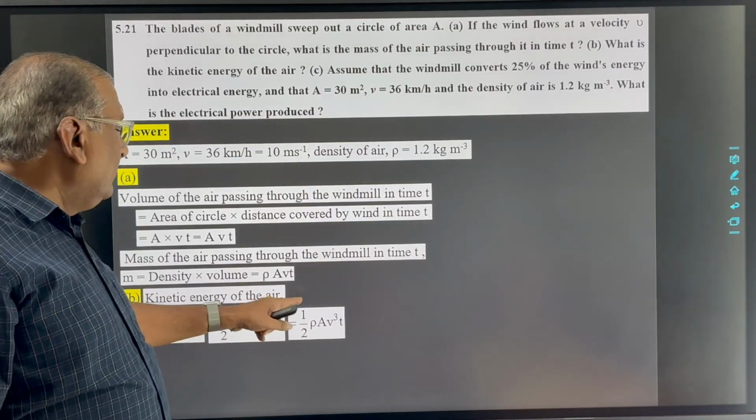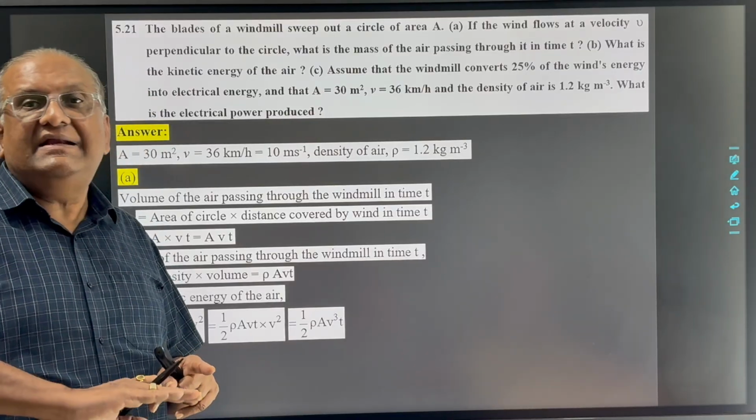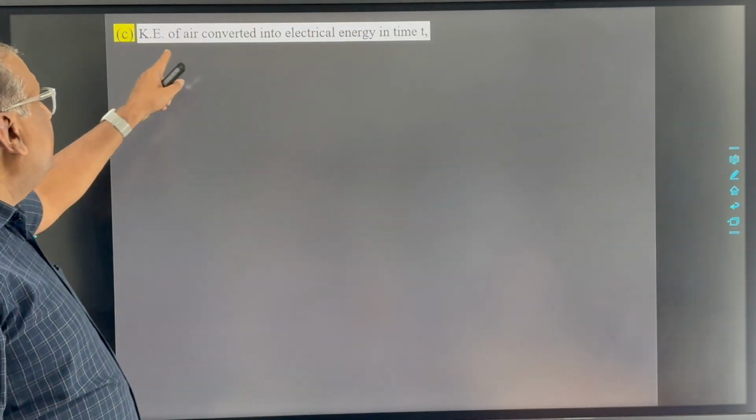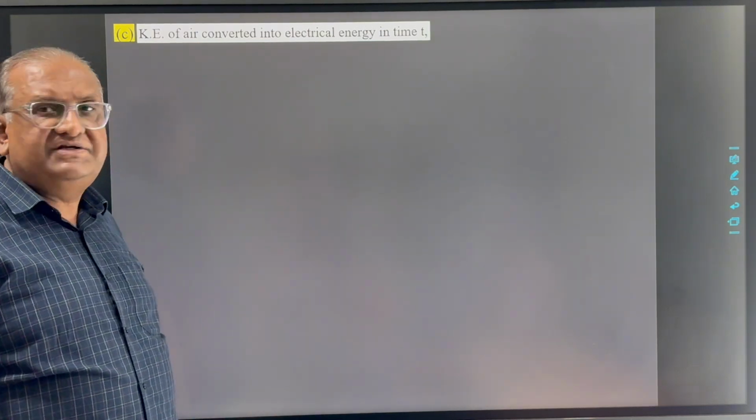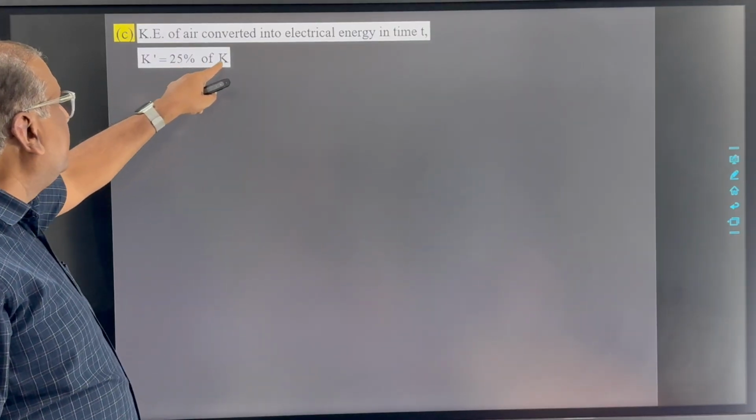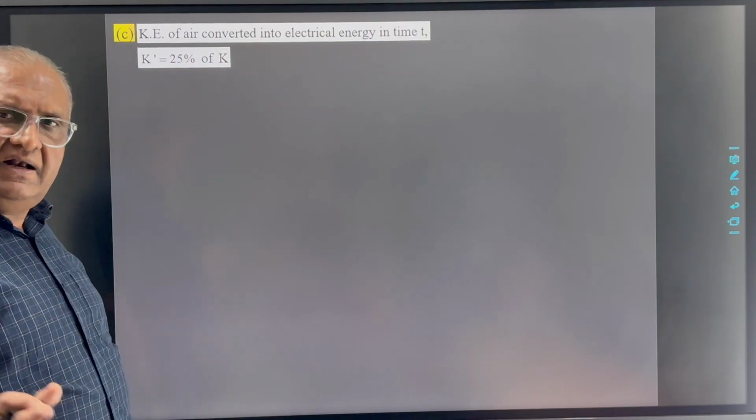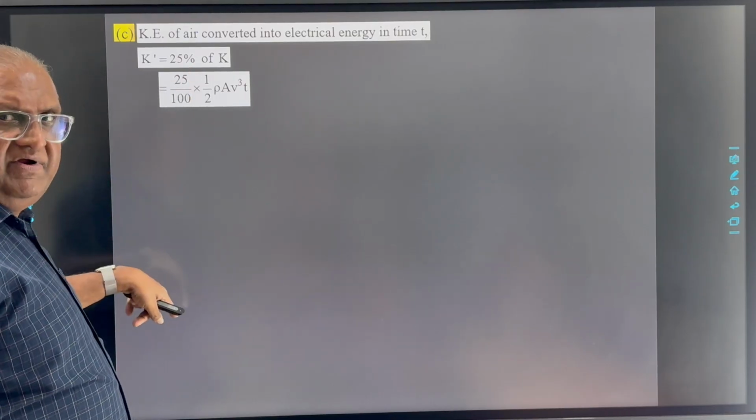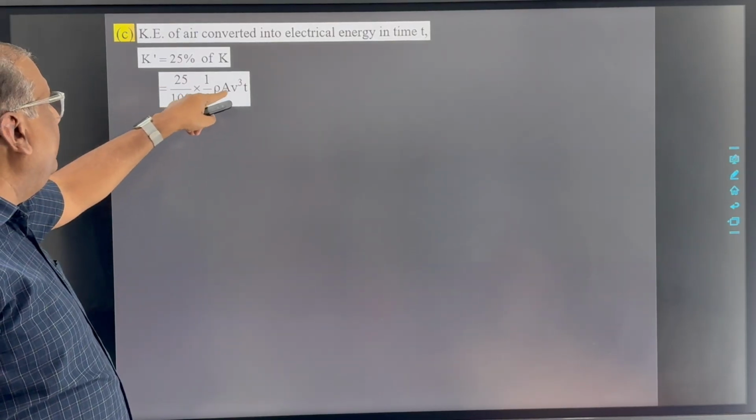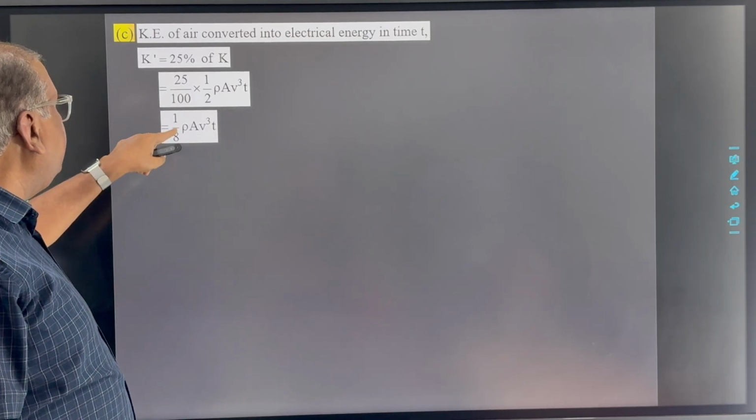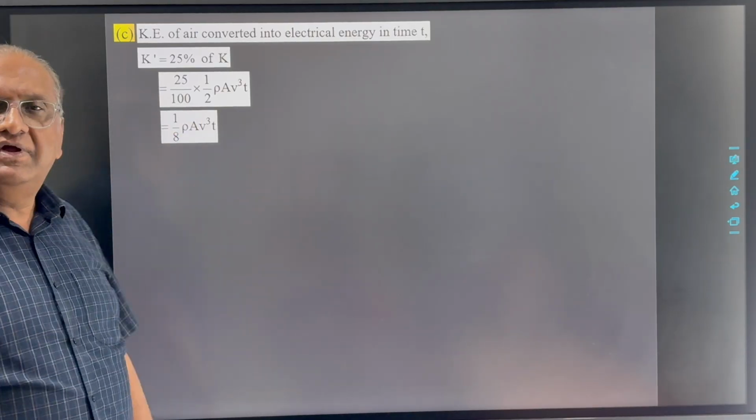Now, 25% of this kinetic energy is converted into electrical energy, right? So the kinetic energy of air converted into electrical energy in time t, that is K dash, equal to 25% of K. K dash is the electrical energy. So 25 by 100 into K, that we derived previously, half rho A v cube into t. So this is equal to 1 by 8 rho A v cube into t.